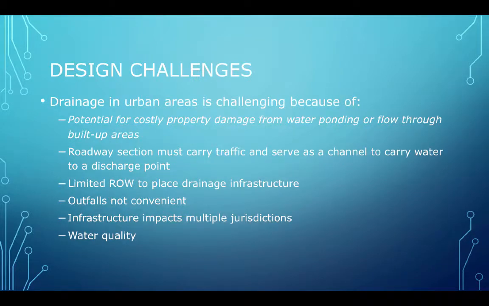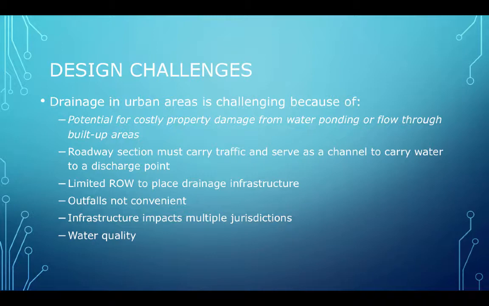There's a potential for costly property damage from water ponding or flow through built-up areas, which is the main reason for doing the design. And bear in mind that our roadway sections are intended to carry traffic, and they play a secondary role as channels to convey water. Usually in urban areas we have limited right-of-way, the outfalls are not conveniently located, the infrastructure itself impacts multiple jurisdictions, so we've got a lot of people looking over our shoulder.